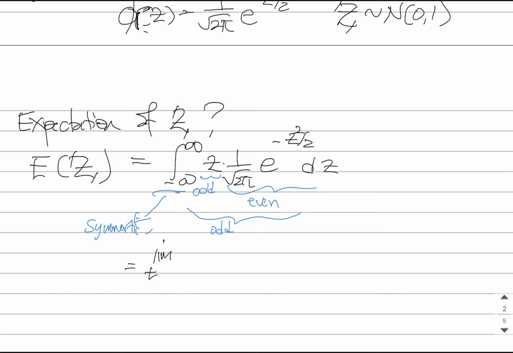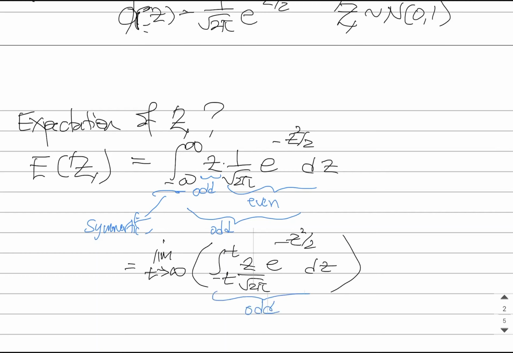And in particular, we will talk about the integral like this. The limit as t goes to infinity of the integral from negative t to t of z over the square root of 2 pi e to the minus z squared over 2 dz. And again, because this is an odd function, this entire limit will end up giving us 0. So the expected value of this standard normal distribution is 0.